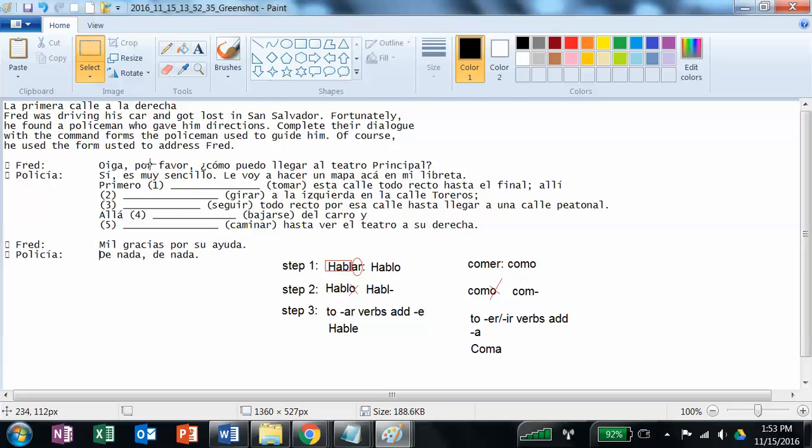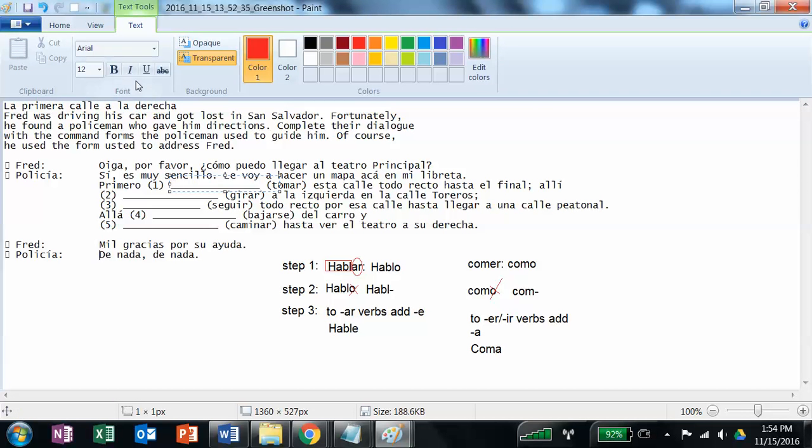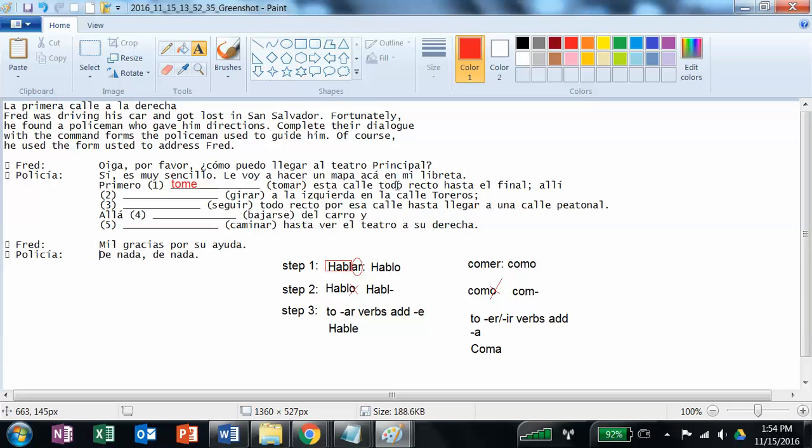Okay, so: Oiga, por favor, ¿cómo puedo llegar al teatro principal? Sí, es muy sencillo. Le voy a hacer un mapa acá en mi libreta. Primero, tomar. So if I have the verb tomar, I'm going to use the usted command. So I'm going to write tomar. The yo form is tomo. I drop the o. It's an AR verb, so I add an e. Tome. Tome esta calle todo recto hasta el final. Like take the street all the way to the end of it.